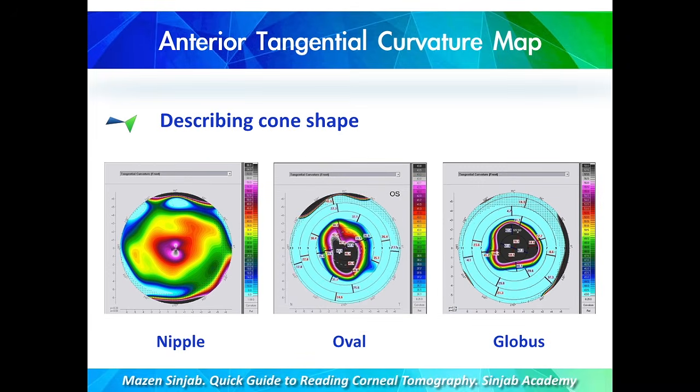The anterior tangential curvature map is important to describe cone shape because there are three shapes of the cone in keratoconus: the nipple, the oval, and the globus shape. These shapes are important in contact lens fitting and in studying or planning for some treatment modalities, and this is well discussed in my series of keratoconus on YouTube.